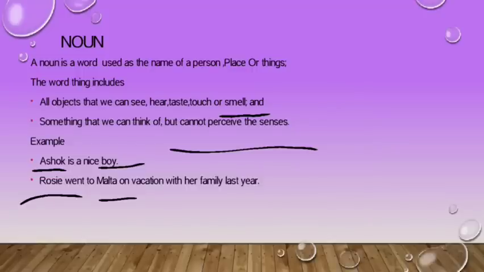Our next noun is vacation. Vacation is a name given to a type of trip that people take. And the noun after that is family. Family is a group of people who are related, like mother, father, son, daughter. And our last noun is year. Year is a name given to 365 days.